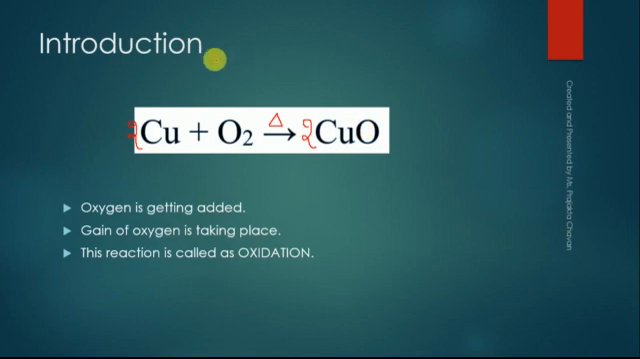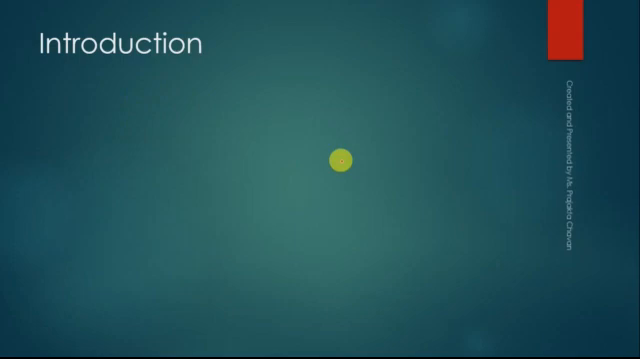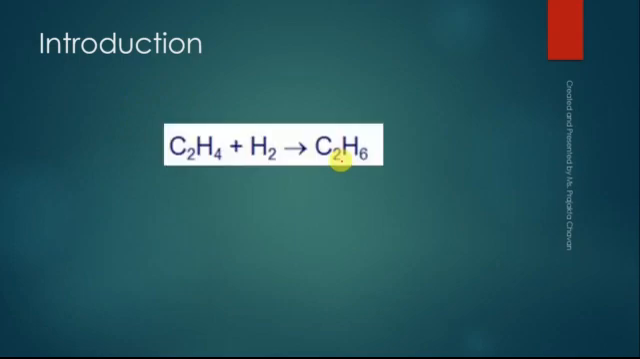So here we can say that copper is getting oxidized to form copper oxide. So copper is getting oxidized to form copper oxide. Brilliant. Let us move ahead. Let us take another equation.